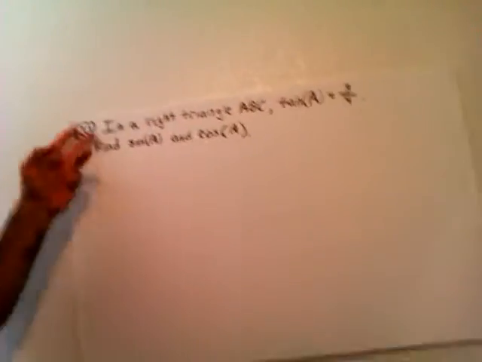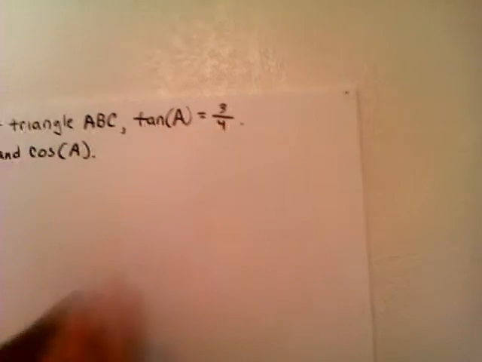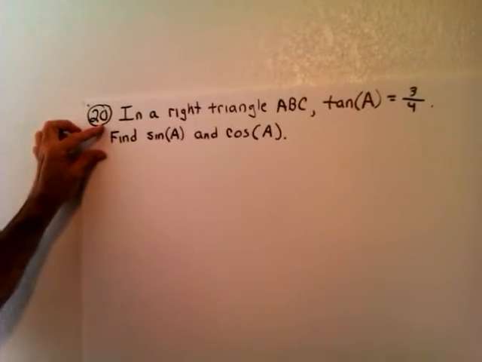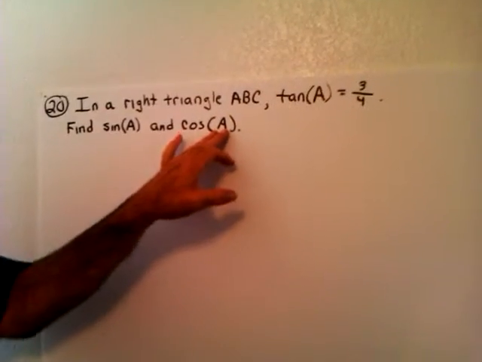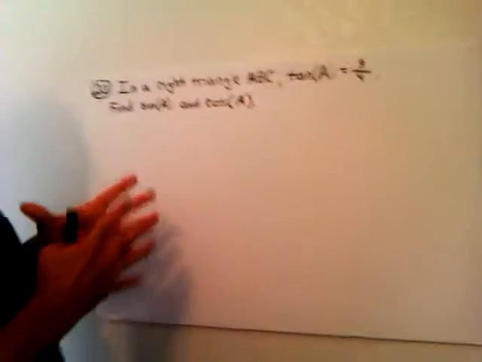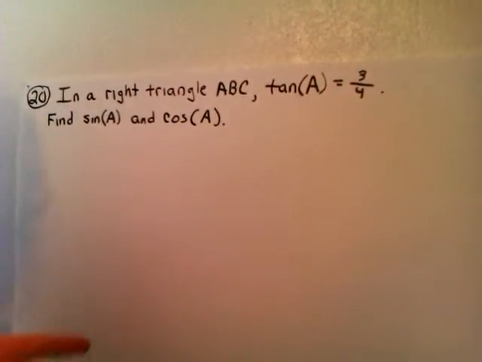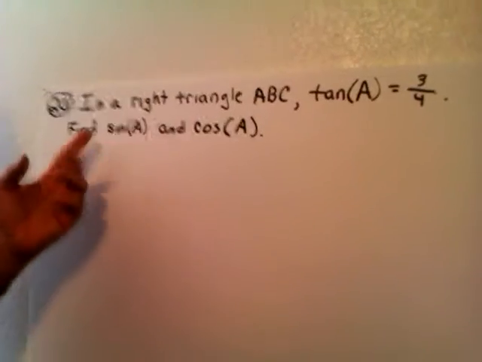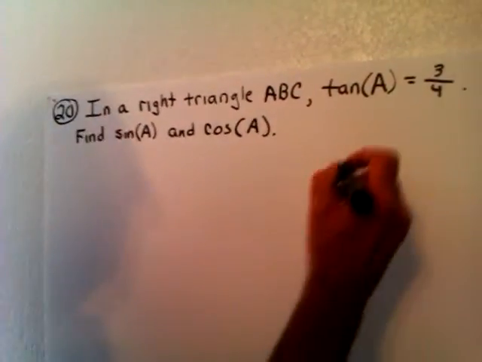As we can see, the problem says, in a right triangle ABC, the tangent of angle A is equal to 3/4. And we are required to find the sine of angle A and the cosine of angle A. Before we begin actually working the problem, it would be a good idea to review the basic definitions of the three fundamental trigonometric ratios, the sine, the cosine, and the tangent. So let's begin by writing those down over here.